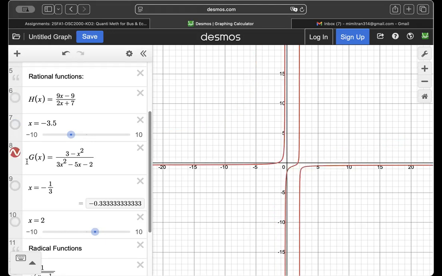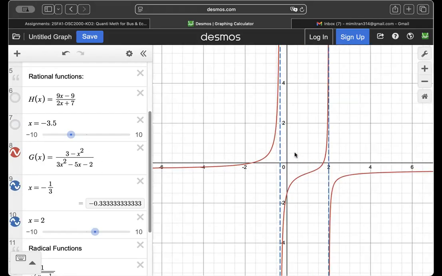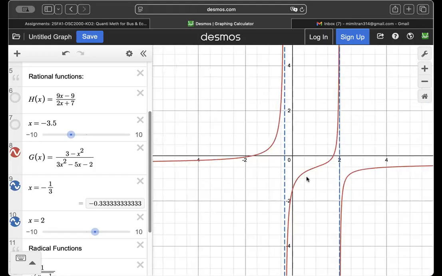Second one, part B, we found that x equals negative 1/3 and x equals 2. There you go. Same story, right? We have a huge gap at negative 1/3 and 2. It's not as smooth as a polynomial.